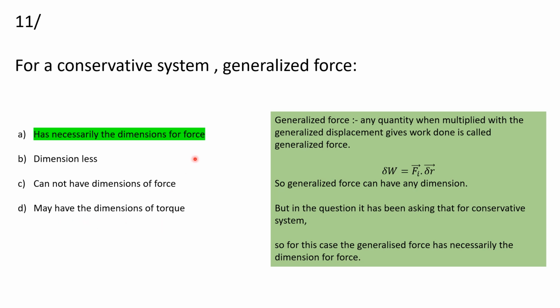So we can see the solution. First of all, we have to know what generalized force is. Generalized force is any quantity that, when multiplied with the generalized displacement, gives work done. Here we can see delta W, which is the work done, is equal to Fi del R. In place of Fi we can put TdS, where dS is the generalized displacement and T is the generalized force. Again, PdV, where P is the generalized force and dV is the generalized displacement, gives rise to dW, that is the work done.